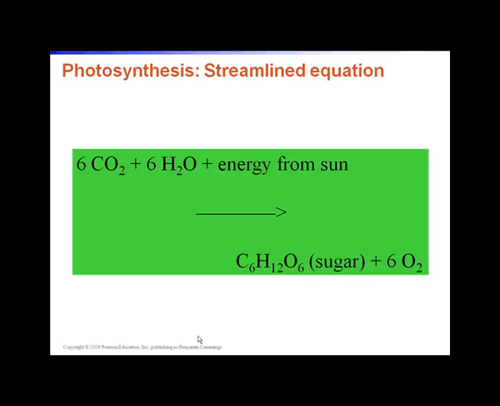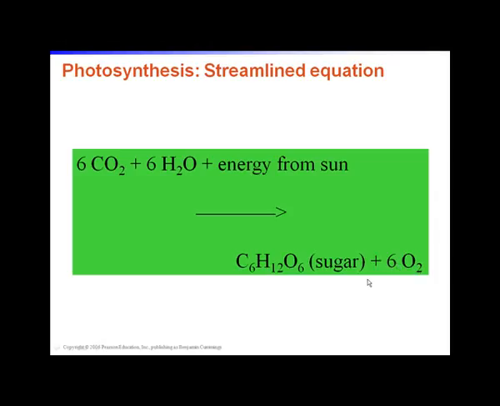Here is the equation for photosynthesis. It's streamlined and balanced. You've got 6 molecules of carbon dioxide plus 6 water compounds plus energy from the sun, hence the photo. And this arrow says that the chemical reaction is going in this direction, and that creates or synthesizes C6H12O6, this is the sugar glucose, plus 6 oxygen molecules.